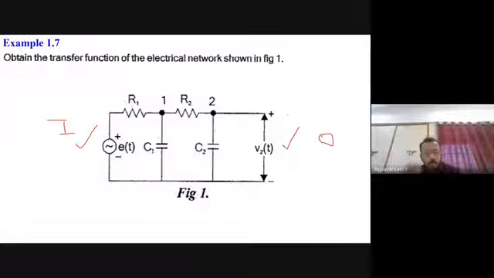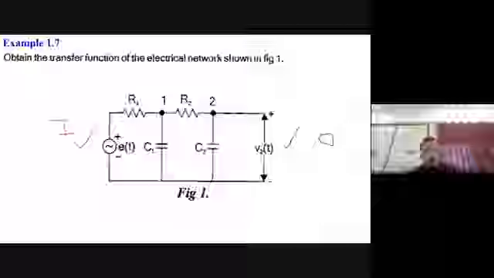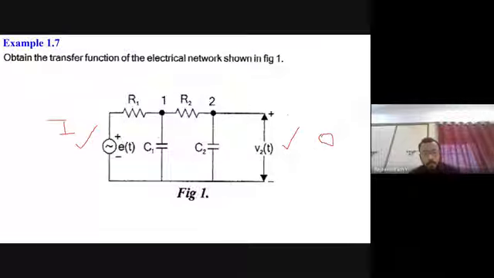So you can take a paper and draw the circuit, or you can move to the next slide. Our objective is to obtain the transfer function, that is, the ratio of output by the input of the network. It is better to draw the circuit on paper. Once you finish, tell me, and I will move on to the next slide.